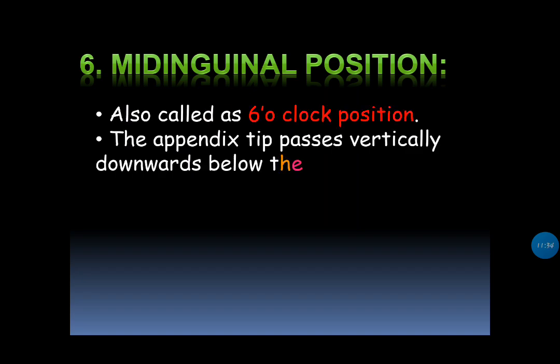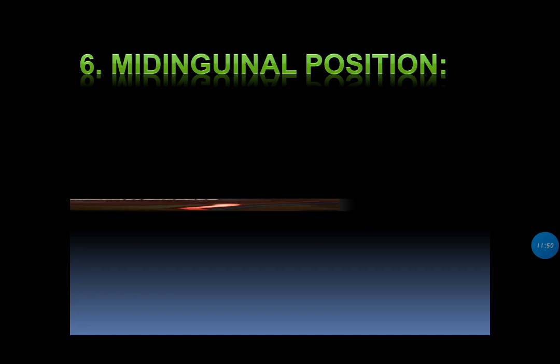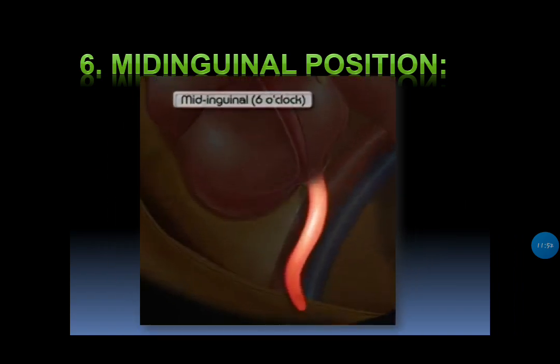And the next one, the sixth one, is the mid-inguinal position. It is also called the 6 o'clock position. Here the appendix tip passes vertically downwards below the cecum and it points towards the inguinal ligament. As it is below the cecum, it is also called subcecal position. Here you can see the appendix is pointing vertically downwards and it resembles the hour hand of a clock striking 6, hence called 6 o'clock position.